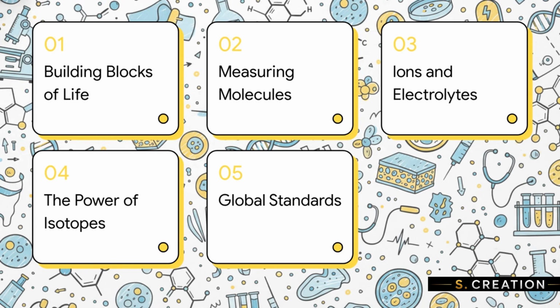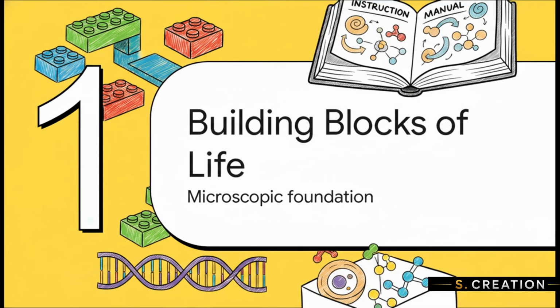Here is a quick roadmap for our explainer today. We'll hit 5 key areas. 1. The building blocks of life. 2. Measuring molecules and moles. 3. Ions and electrolytes. 4. The power of isotopes. And finally, 5. Global measurement standards.